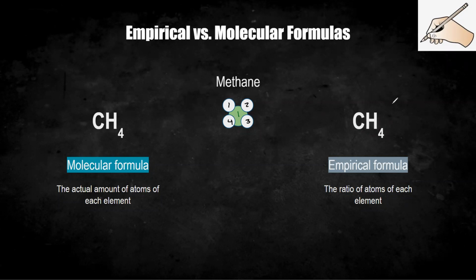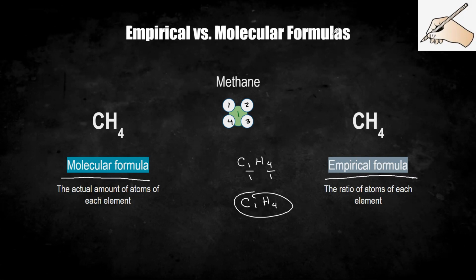But this is also our empirical formula. And this makes sense because the common denominator, I'm just going to add a 1 here so you all can see the math. Our common denominator between 1 and 4 is simply 1, which gives us our molecular formula again. So C1H4 or CH4 for simplicity is both the molecular formula and the empirical formula for methane.